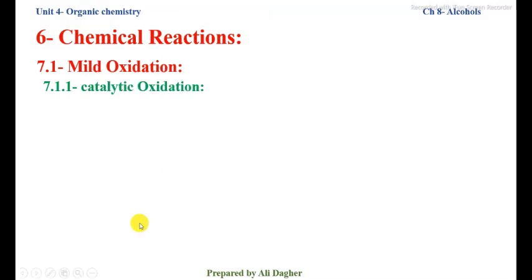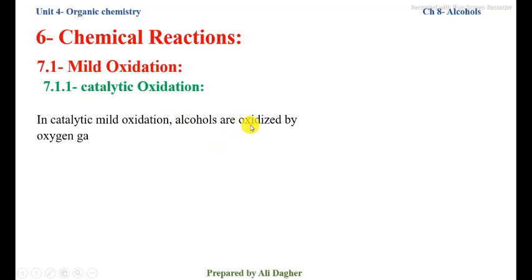Now, catalytic oxidation. In catalytic mild oxidation, alcohols are oxidized by oxygen gas in presence of Cu as catalyst. It is called catalytic because it takes place in presence of a catalyst, which is Cu, and the oxidant is O2, the oxygen gas.